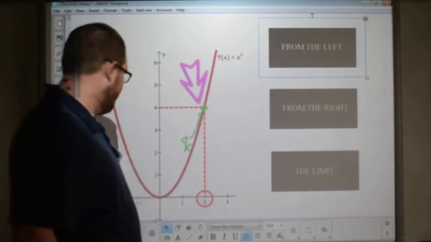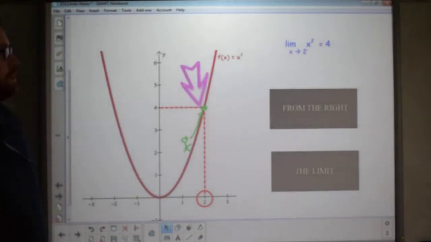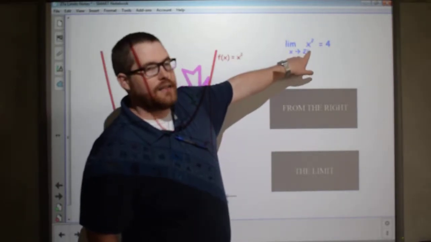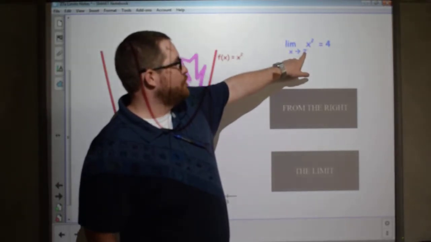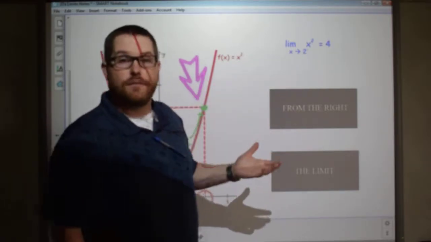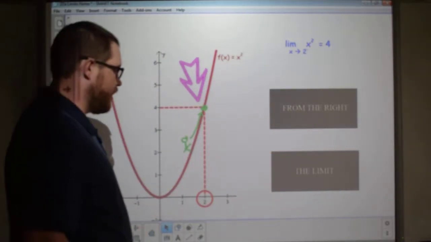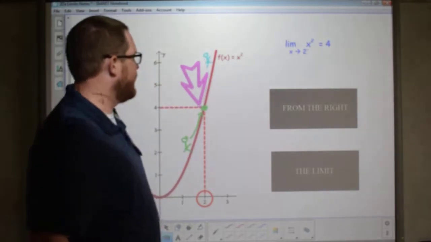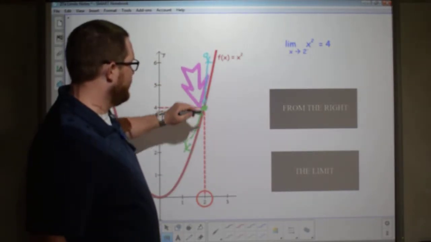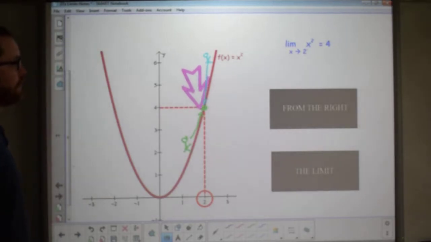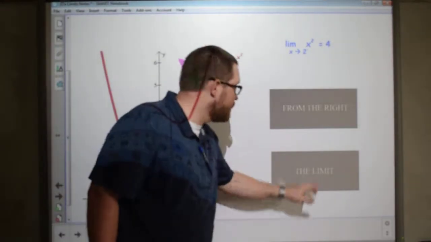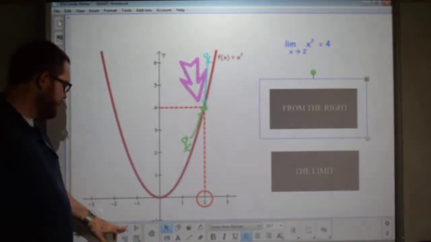If you come from the left, the y value is 4. Notice that this 2 has a little negative beside it. That means we're coming to 2 from the negative side, from the left. How about from the right? Now your little stick figure is on the right side, and he's following along. He's going to the same point. What y value is he getting closer to at that point? 4.